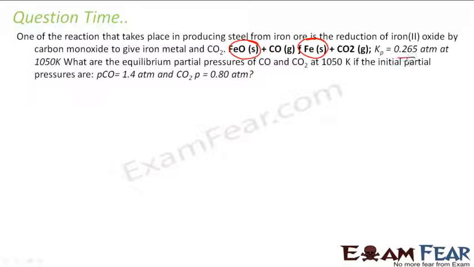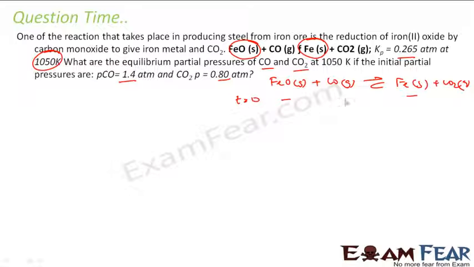And the Kp is 0.265 atmospheric pressure at 1050 Kelvin. We have to find the partial pressure of CO and CO2 at this temperature if the initial pressures of CO and CO2 are given. Let me write the equation first. FeO solid plus CO gas in equilibrium with Fe solid, CO2 gas. This I don't care about because it's solid.